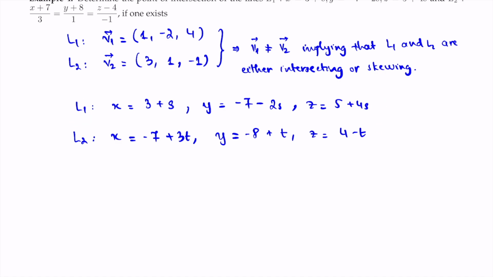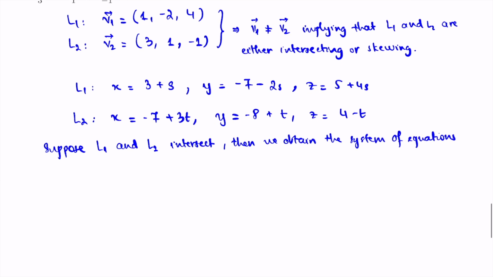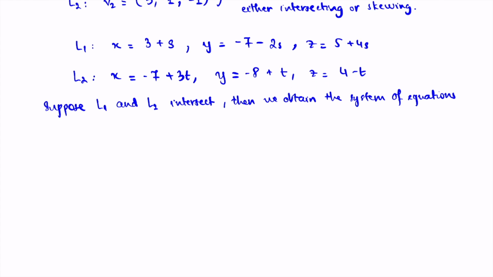Now suppose L1 and L2 intersect, then we obtain the system of equations as follows. I'm going to set the x values equal to one another, the y values equal to one another, and the z values equal to one another. The first equation is 3 plus s equal to negative 7 plus 3t. The second equation is negative 7 minus 2s equal to negative 8 plus t. And the last equation is 5 plus 4s equal to 4 minus t.